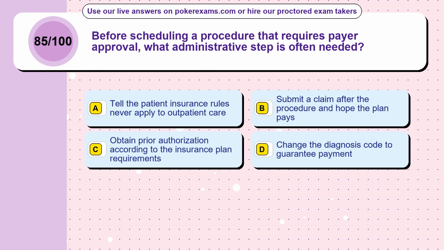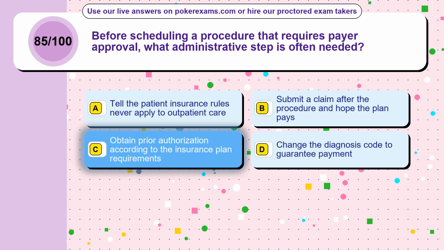Question 85. Before scheduling a procedure that requires payer approval, what administrative step is often needed? Option A. Tell the patient insurance rules never apply to outpatient care. Option B. Submit a claim after the procedure and hope the plan pays. Option C. Obtain prior authorization according to the insurance plan requirements. Option D. Change the diagnosis code to guarantee payment.